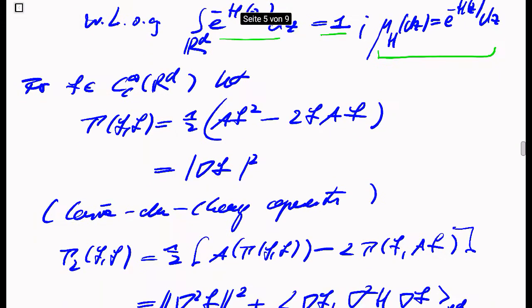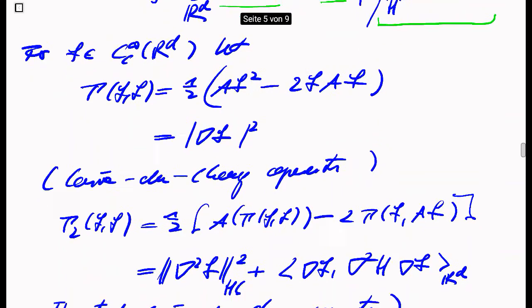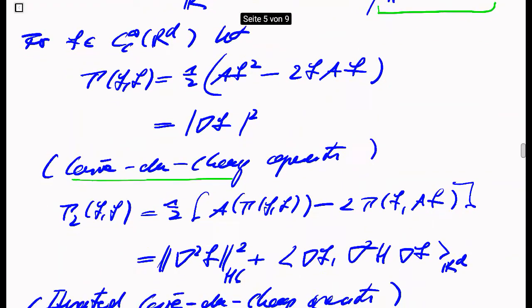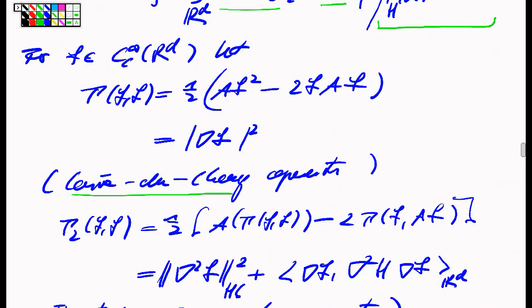And now come the two central ingredients, operators in fact, that will play a central role in our calculations below. They are the two operators called the carré du champ operator and the iterated carré du champ operator for this generator, and they are defined as follows. The carré du champ operator for this diffusion process acting on a function f is informally defined to be a half of the operator A acting on the square of the function, minus 2 times the product of the function f multiplied with the operator A acting on f.